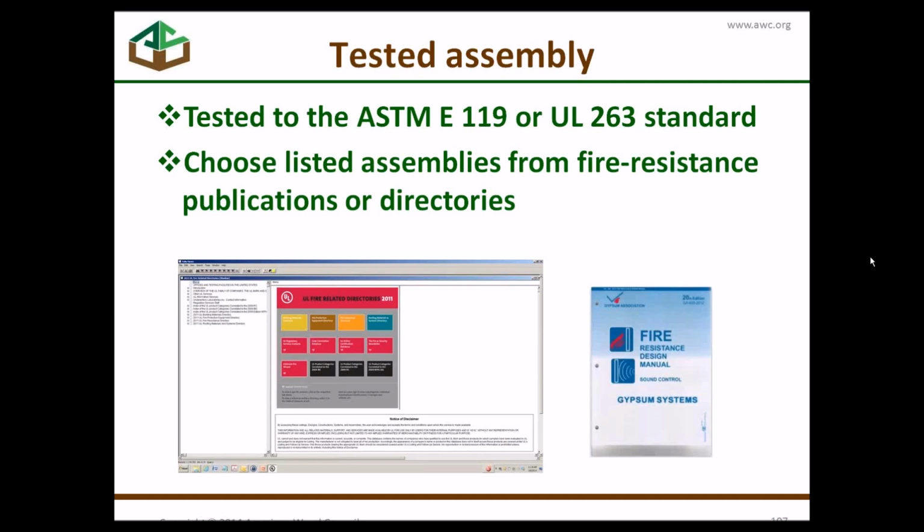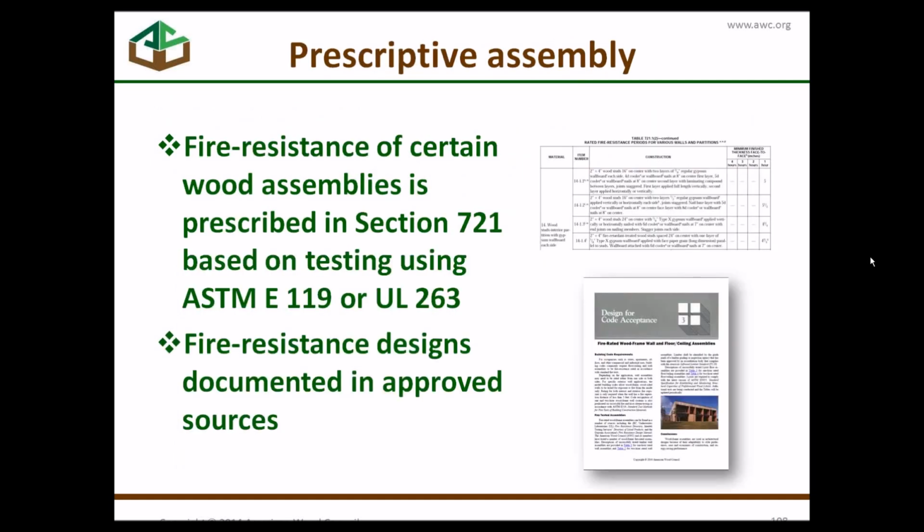I happened to receive a UL fire resistance disc some time ago, and that's what you're seeing a screenshot of there. But they have them easily accessible now on their website for free, fire resistance designs and so forth. The one on the right is the Gypsum Association. So that's very common. But you can also choose a prescriptive assembly right out of the code book itself in section 721. Those assemblies have been tested, and they're prescriptive assemblies, generic if you would, that you could use right out of the code book.